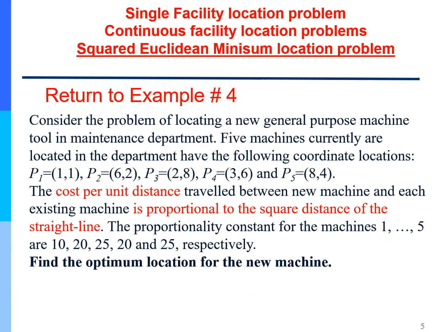Okay, let's solve an example to understand it better. So this is the same example that we solved in the rectilinear problem. And let's consider that in this case we don't have rectilinear distances, but we have squared Euclidean distances. There are five facilities, their coordinates are given, the weights of these facilities are given. And the question is, find the optimum location for the new machine. How can we find it?